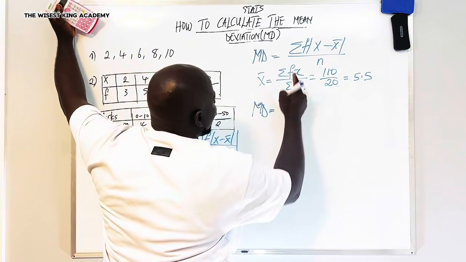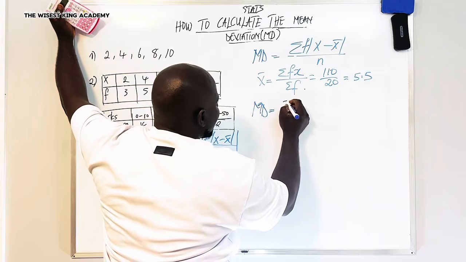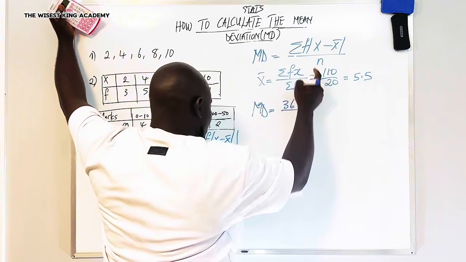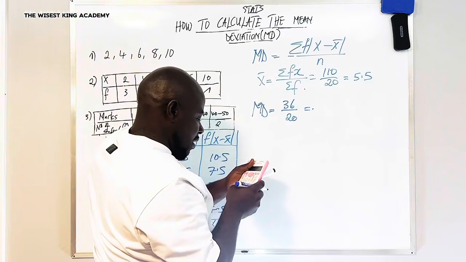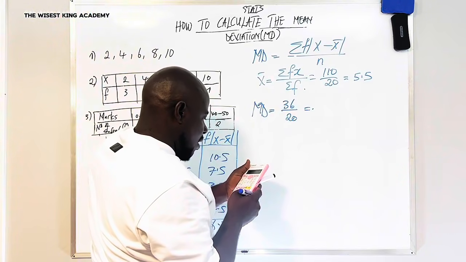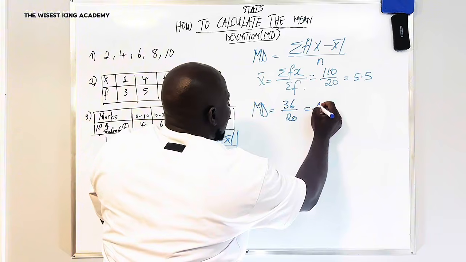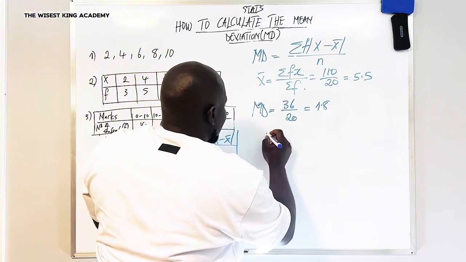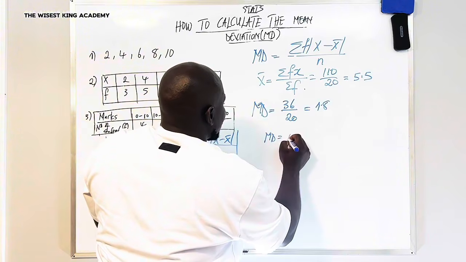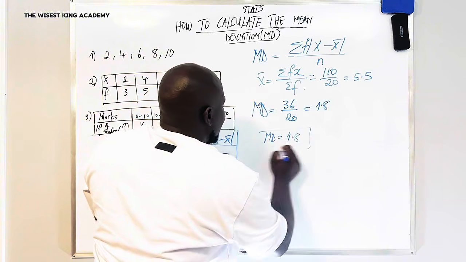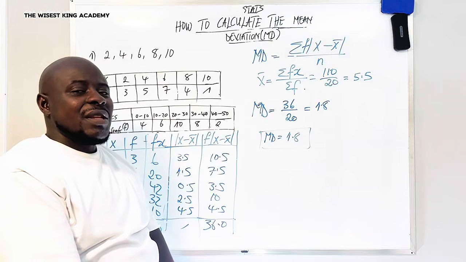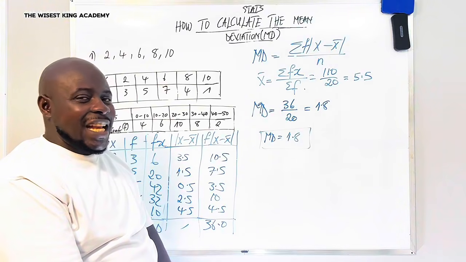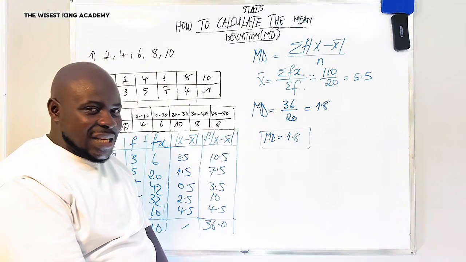Our mean deviation will be, remember we have this which is 36 divided by sum of f which is 20. So 36 divided by 20, we are going to have 1.8. So our mean deviation is equal to 1.8. As simple as that. That's the mean deviation of a simple frequency distribution.